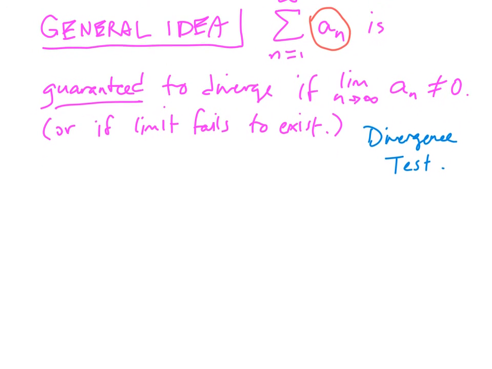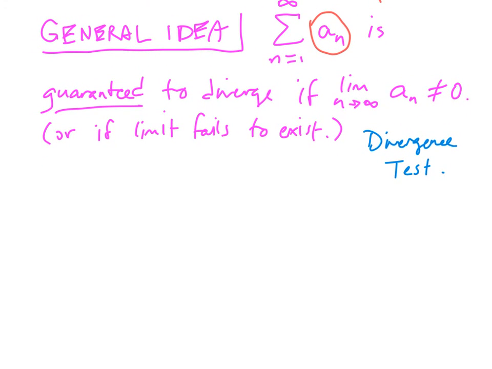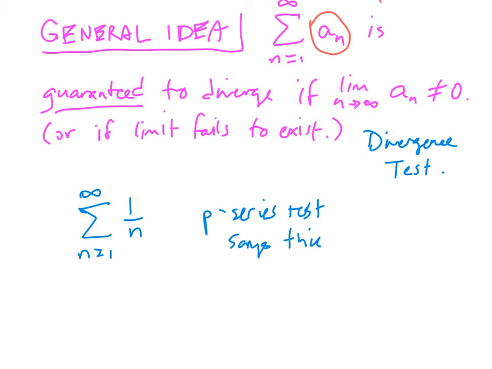So just to give an example, one thing that we know from what we've done previously, so at some point we looked at this series, the series 1 over n, and we developed the p-series test, which says that this series diverges. The p-series test says this series diverges because p is equal to 1, which is less than or equal to 1. And under that condition, the series diverges.